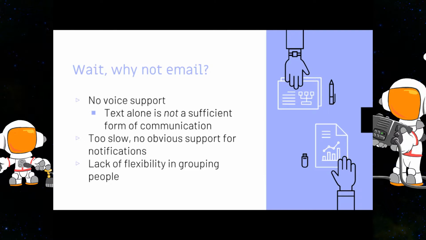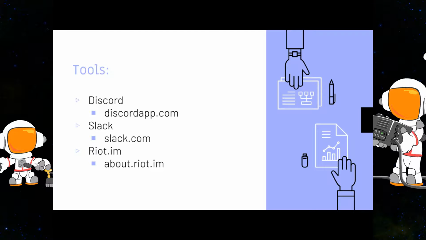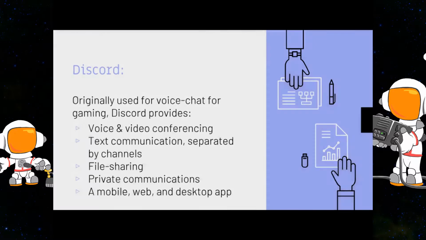True, you could potentially use Google Groups to mitigate that problem, but a couple of the other tools that I'm going to talk about do a much better job of covering these problems that email does not cover. These tools include Discord, Slack, and Riot.im. If you've heard of Discord or Slack before, then you probably know exactly where I'm going. But here are the URLs: discordapp.com, slack.com, and about Riot.im. Speaking of Riot, I'm going to go a little more in depth on it, but there's a certain trend in my selection.